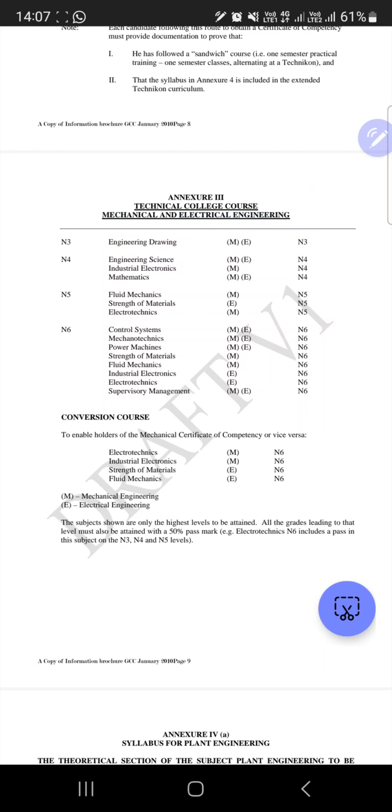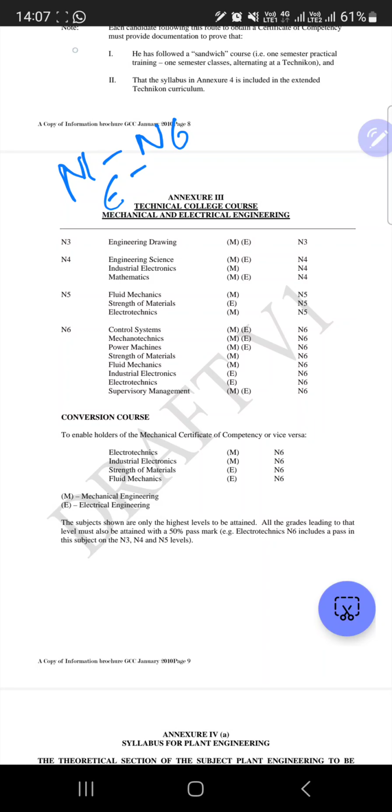Before we continue, let's say you are doing mechanical. Maybe let's say you are doing electrical. Remember, when you're doing electrical, maybe you started from N1 up until N6, where you're only doing your electro, your industrial, your maths, and also maybe you have done power machine. This is from N1 up until N6. So now you have N6 as an electrical.